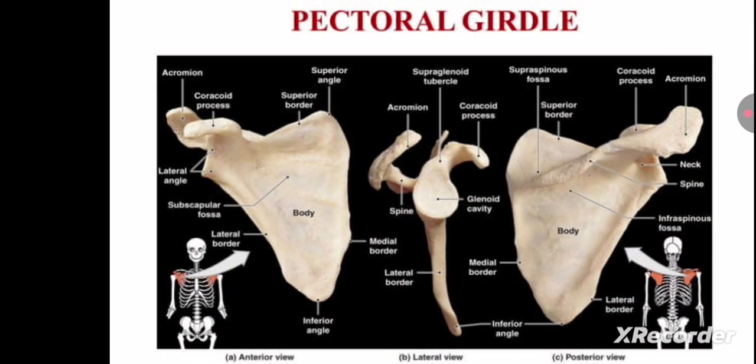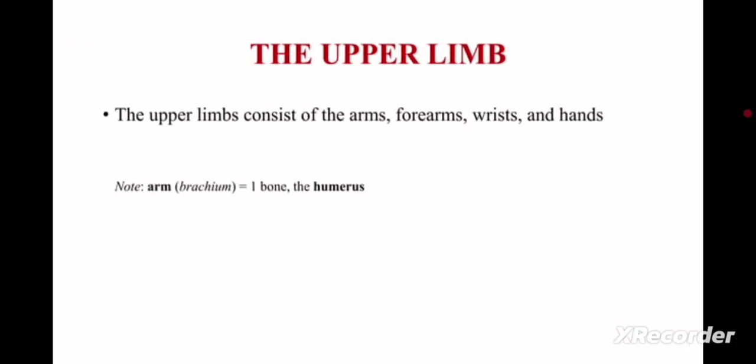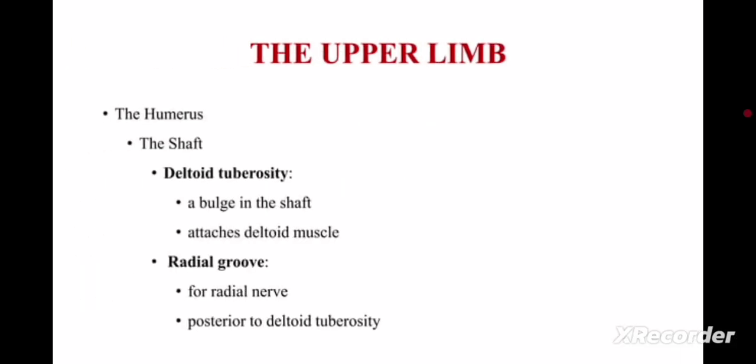This is the scapula. Pectoral girdles, also called the shoulder girdles, connect the arms to the body, position the shoulders, provide a base for arm movement and consist of two clavicles and two scapulae. It connects with the axial skeleton only at the manubrium. Upper limb. The upper limb consists of the arm, forearm, wrist and hand.